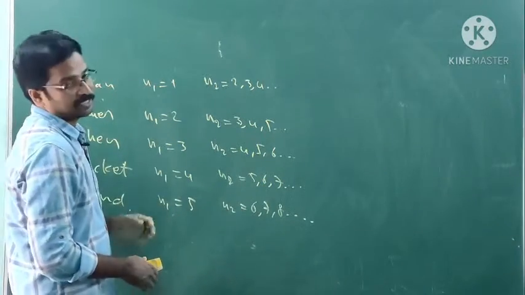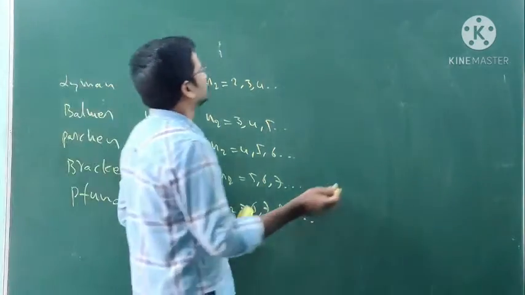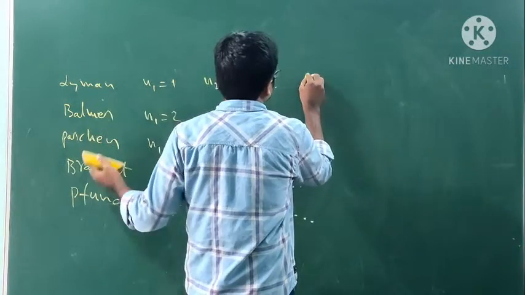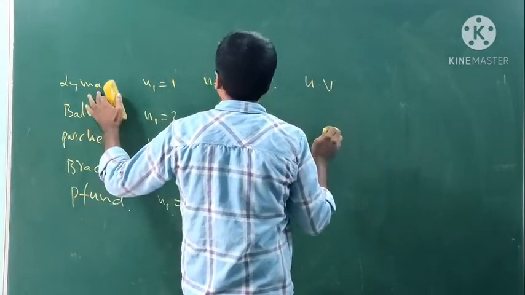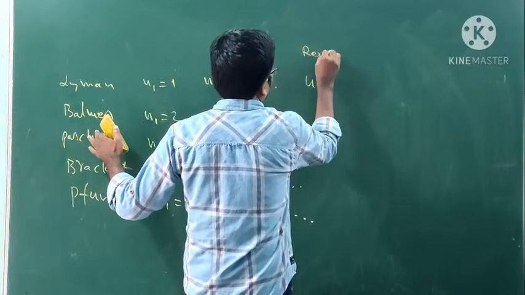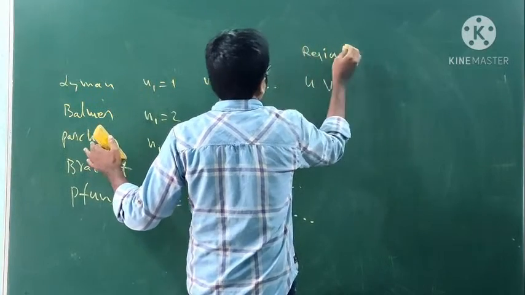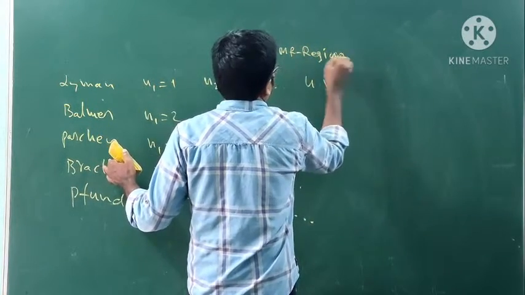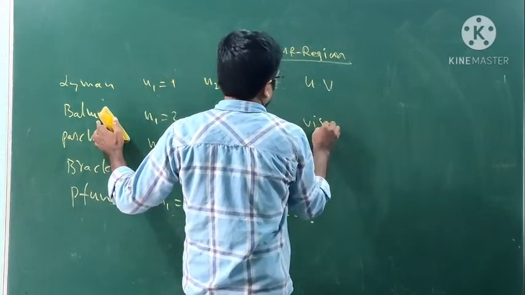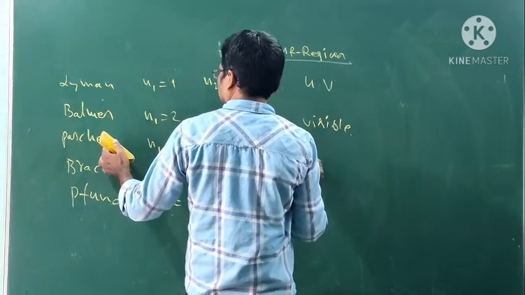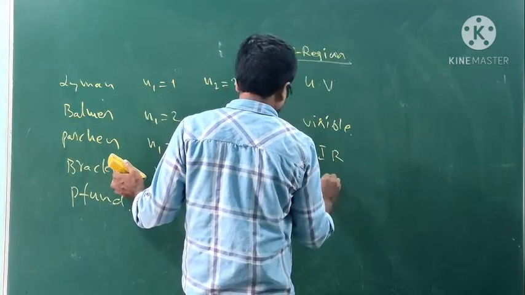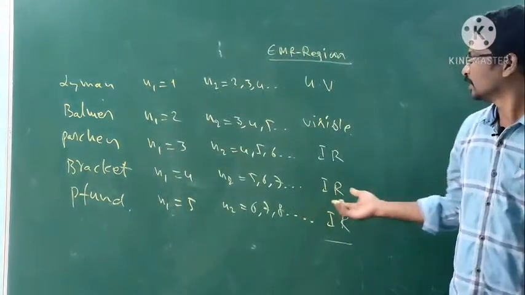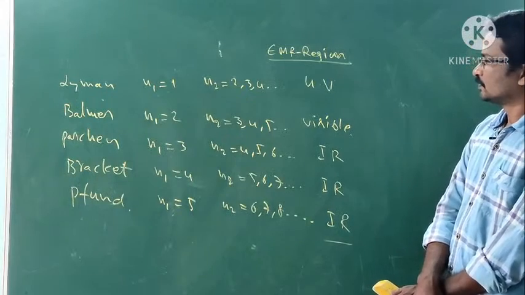Okay, using this methodology, this idea. Next, the electromagnetic region. Lyman explained his lines in the UV region, UV light. Balmer took visible radiation. Paschen took IR radiation. Brackett also took IR. The remaining scientists explained their practicals by taking these regions.